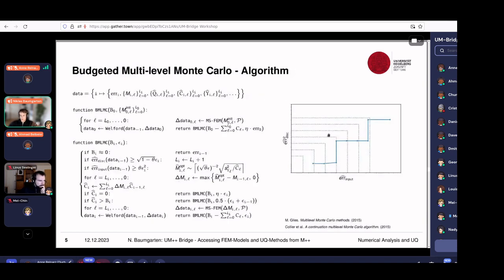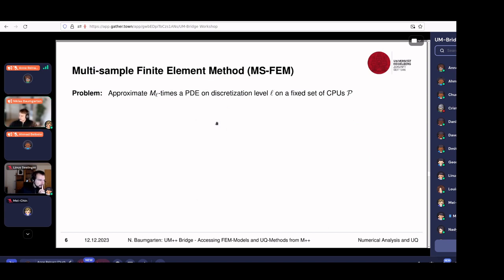Okay, so I have forgotten one little detail, which is very important, namely the parallelization of this algorithm. I call this MS-FEM, so I'm sorry for everyone who is in the multi-scale community. I know there are conflicting names. This MS-FEM stands for multi-sample finite element method. And the idea is to combine multiple solutions of finite element methods into one, basically. So the problem is to approximate m times the PDE on a discretization level, but here again on a fixed set of CPU units.